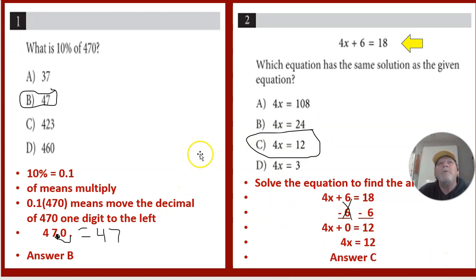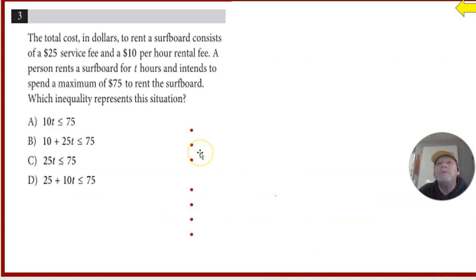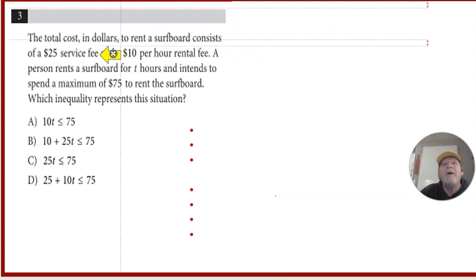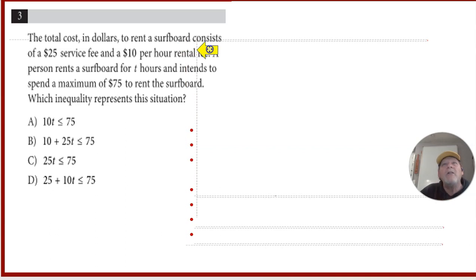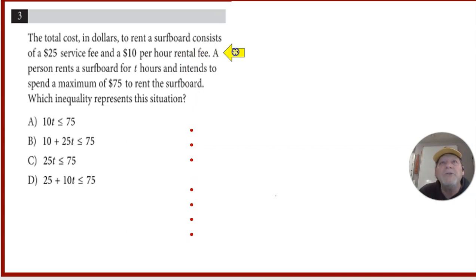So we'll go to number 3, and we're only doing 3 in this first one just to get you used to my format. This is a word problem. Word problems seem to cause people problems. The total cost in dollars to rent a surfboard consists of a $25 service fee and a $10 per hour rental fee. So you're going to go surfboarding. They're going to charge you 25 bucks just to come in there, and then $10 for every hour that you have the surfboard rented. The person rents a surfboard for T hours, so T is going to be my variable.